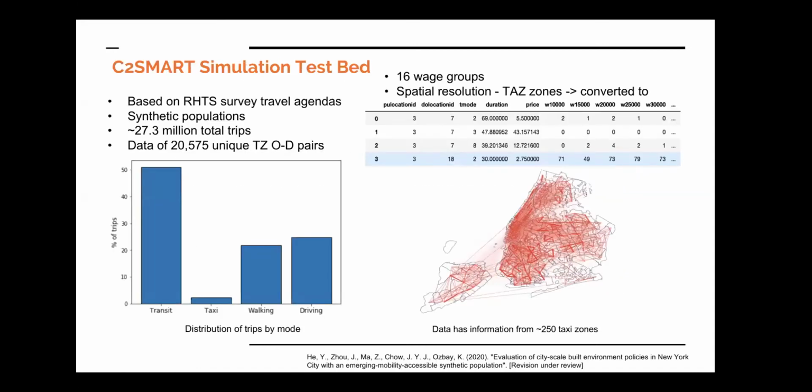So now the central data set for this project, as I already mentioned, is the data from the C2Smart simulation testbed, which provides a very comprehensive snapshot of urban commute with more than 27 million trips using synthetic population, but based on the actual regional household travel survey travel agendas, and it provides a lot of details of the passengers, like their income group and also the routes.